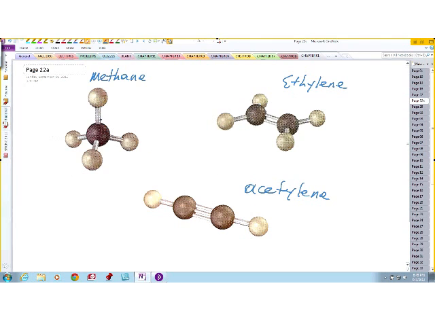In this case, in the methane molecule, carbon is bonded to 4 hydrogen atoms. We know this bond angle is 109.5 degrees. The same thing, this bond angle is 109.5 degrees. The same thing, this bond angle, the same thing with this bond angle, 109.5 degrees.